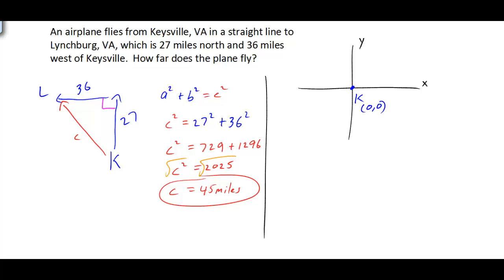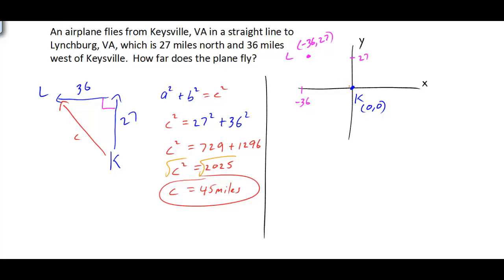And then if we were to mark off that we were going to go 27 miles north, so that means we're going 27 up. And then if we're going to go 36 miles west, then we're going to go to the left 36. So I'm going to make that a negative 36 because we're going to the left of the origin on the x-axis. And that's going to give us our point right here. And the coordinates there would be negative 36, positive 27. So that is the location then of Lynchburg. 36 miles west and then 27 miles north.